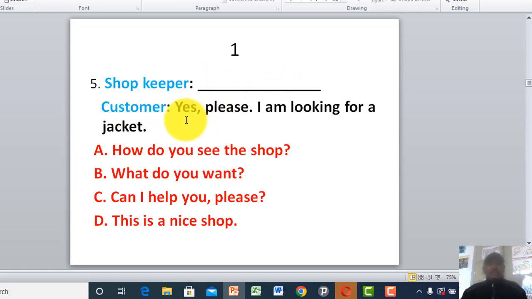It is nil space here, but the response from the customer is, yes, please, I'm looking for a jacket. Yes, please, I'm looking for a jacket. Or do you have a jacket? Or have you got a jacket? May I get a jacket?